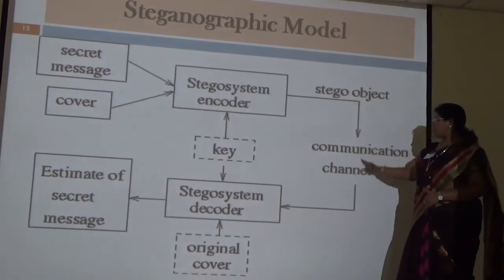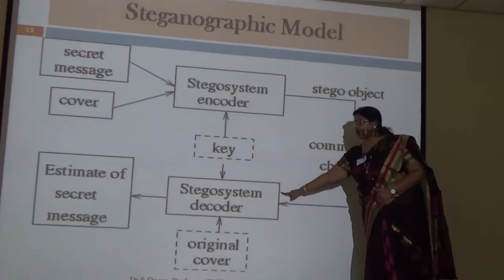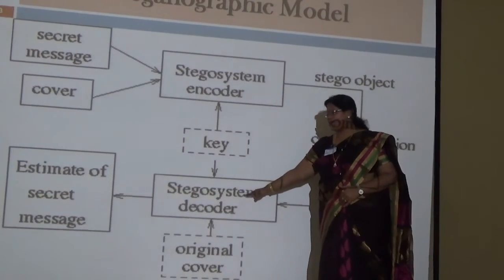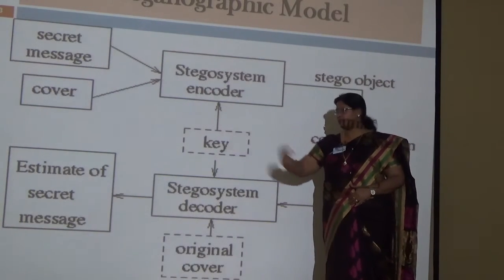The stego object will be transmitted through the channel, and once the decoder receives the stego object, he will make use of the same key and extract the message from the cover. So the secret message will be extracted from the cover.